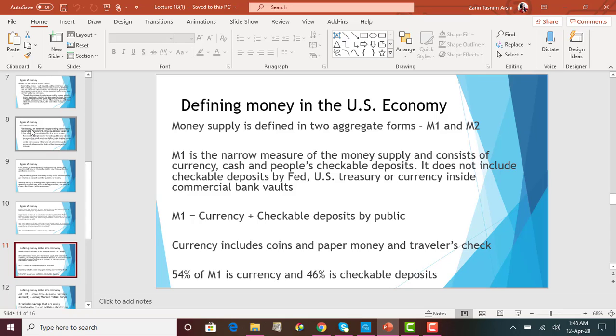Any checkable deposits or checking accounts that the Fed might have, or the U.S. Treasury or the IRS might have, are not included in M1. And you have probably seen Wells Fargo or Bank of America, they have a vault where they keep cash money. That cash money is not included in the money supply. So we must remember this. Now, 54% of M1 is currency and 46% is checkable deposits. So M1 is a narrow measure of the money supply, and it's the more liquid cash money.